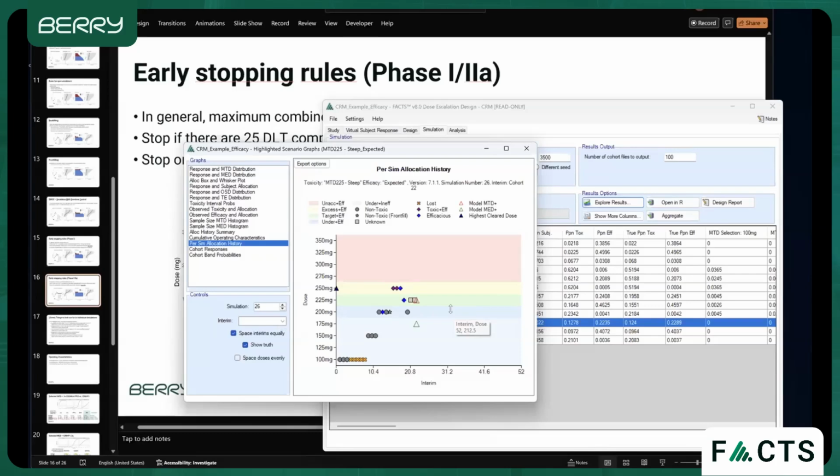But if you show them this and you show them, look, we escalated to 250 milligrams, but then we saw toxicities, so we didn't think this dose is safe anymore, so we're assigning patients at lower doses, they understand that. And they can have an opinion on that. They can tell you, well, we wouldn't have done that, or we would have de-escalated even further, or things like that.